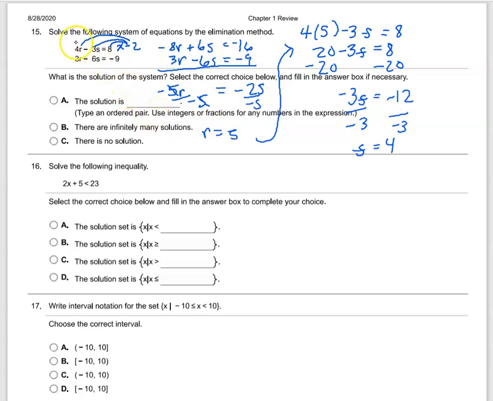Most of the time, the solution will be in alphabetical order. So it's going to be r, s, so 5, 4.